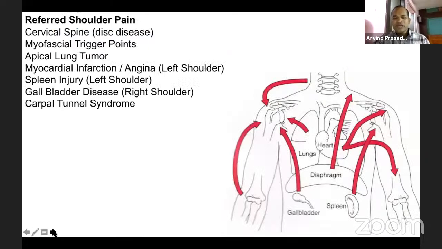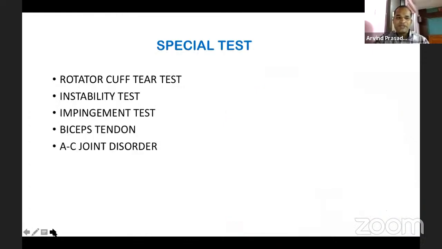Whenever we are examining a patient with shoulder joint pain, we should always keep in mind referred pain to the shoulder joint. The most common source is the cervical spine. Next is the myofascial trigger point. Apical lung cancer also presents with same-side shoulder joint pain. Angina on the left side. Similarly, any spleen injury on the left shoulder, gallbladder on the right shoulder, and carpal tunnel syndrome also lead to referred pain to the shoulder joint. So these pathologies should also be kept in mind.